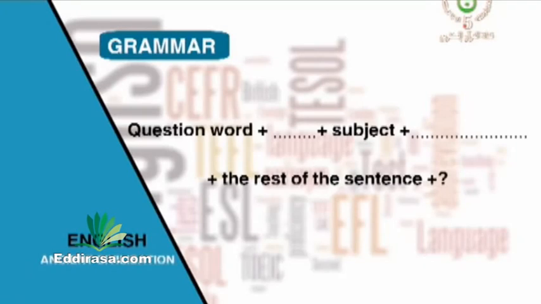Now, fill in the gaps in the chart to get the structure of WH questions in the past simple. Question word plus blank plus the subject plus blank plus the rest of the sentence and the question mark. Let's correct, right? The structure of WH questions in the past simple is the following. Question word plus did plus the subject plus the verb in the infinitive without to plus the rest of the sentence and the question mark.